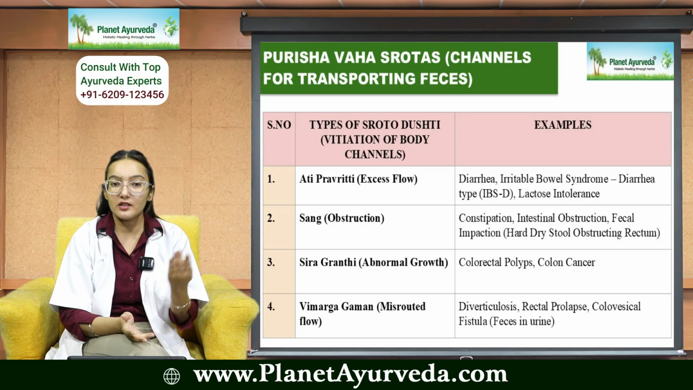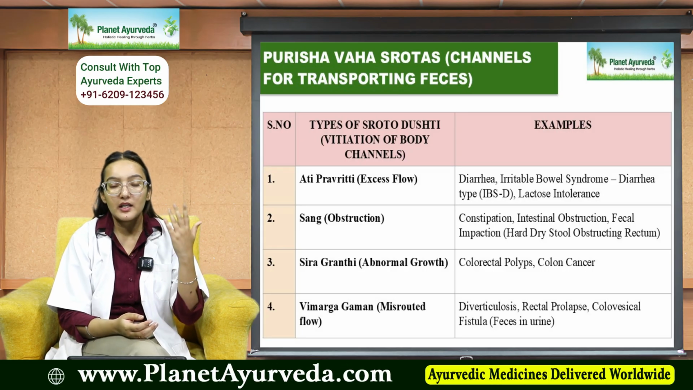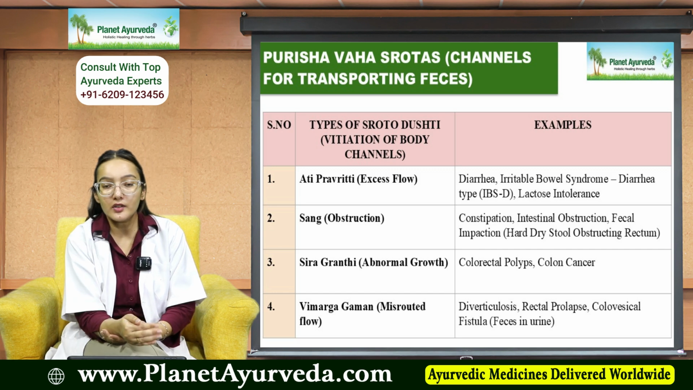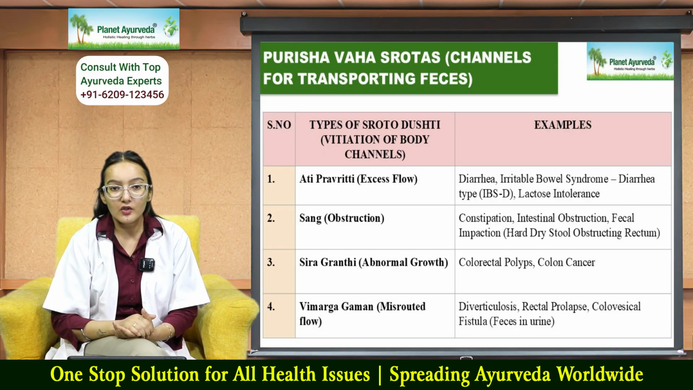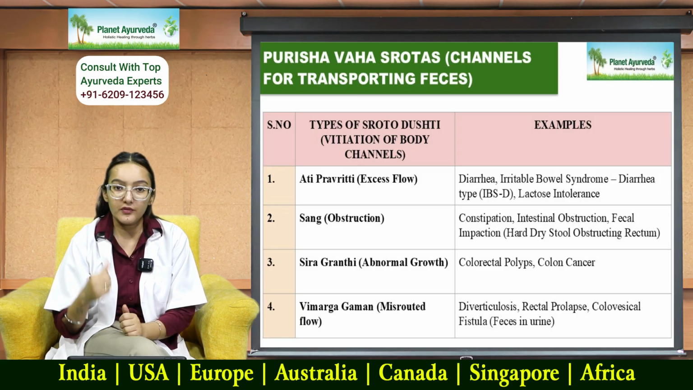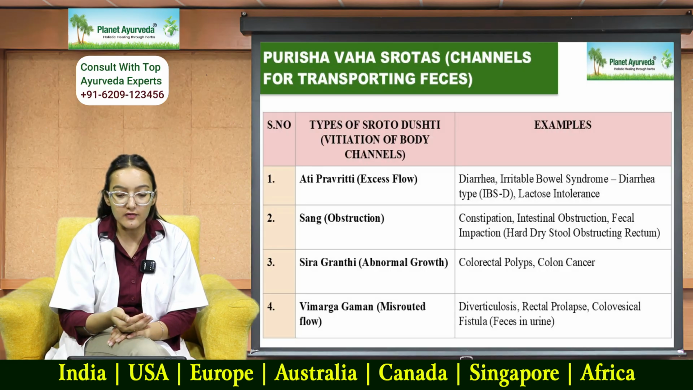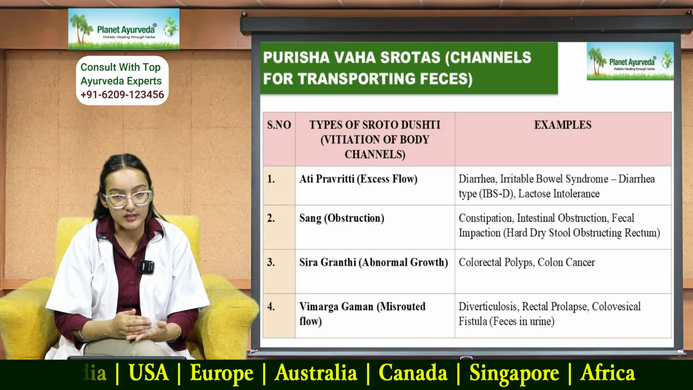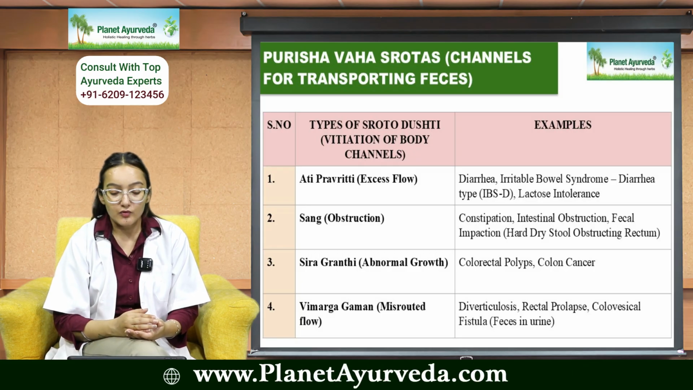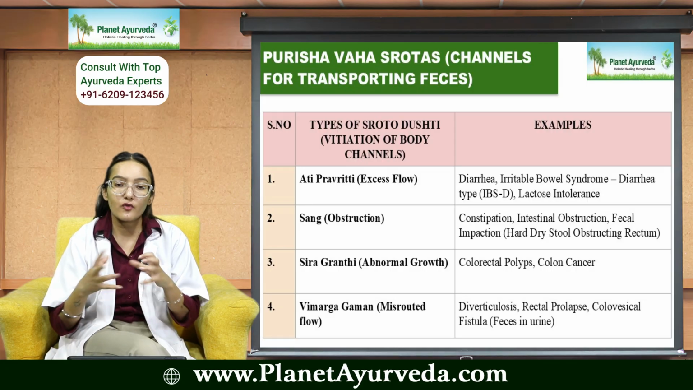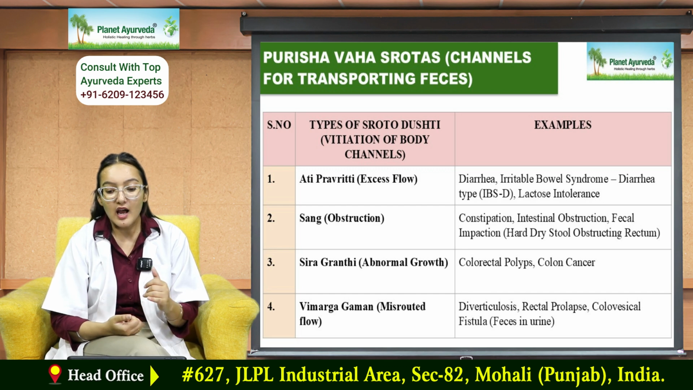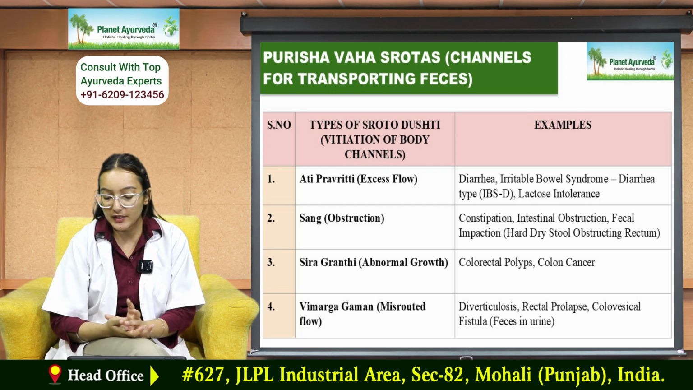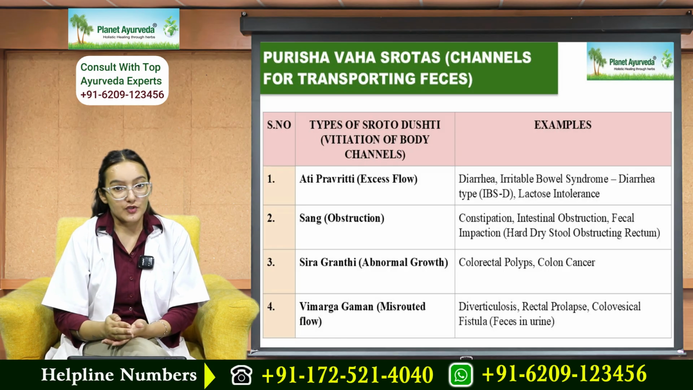What kind of Srotodushti will be there? It is of 4 types, whatever is happening in any kind of Srotasa. So let's discuss what kind of diseases it may lead to. In case of Ati Pravriti, or excessive flow in Purishvaha Srotasa, basically related to the fecal matter, obviously if there is excessive flow, some may experience diarrhea, irritable bowel syndrome, and lactose intolerance. Then comes Sanga, or obstruction. In case of obstruction, there will be constipation, trapped gas, fecal impaction, which means hard dry stool obstructing the rectum area, and intestinal obstruction.